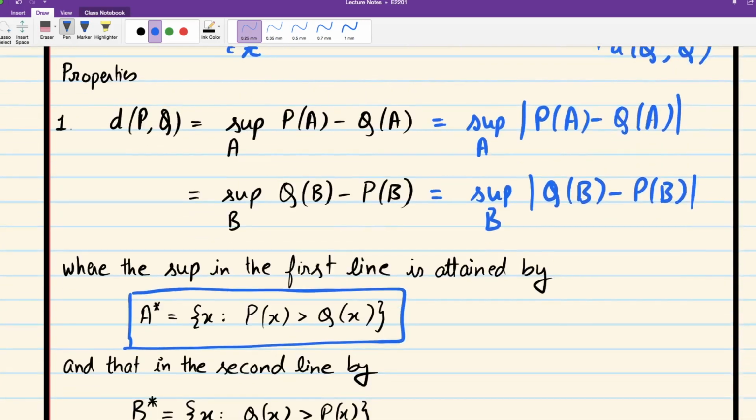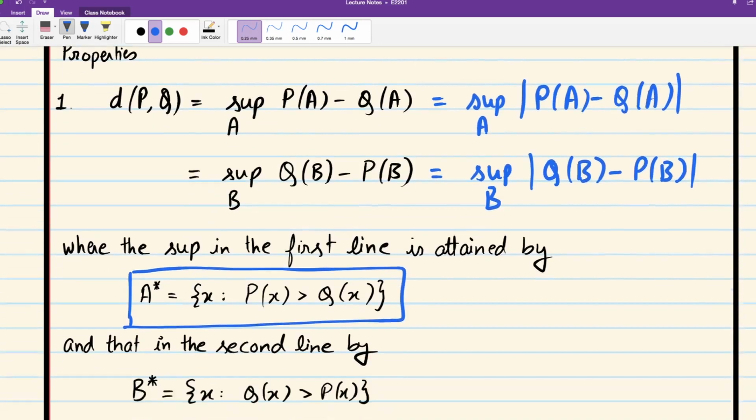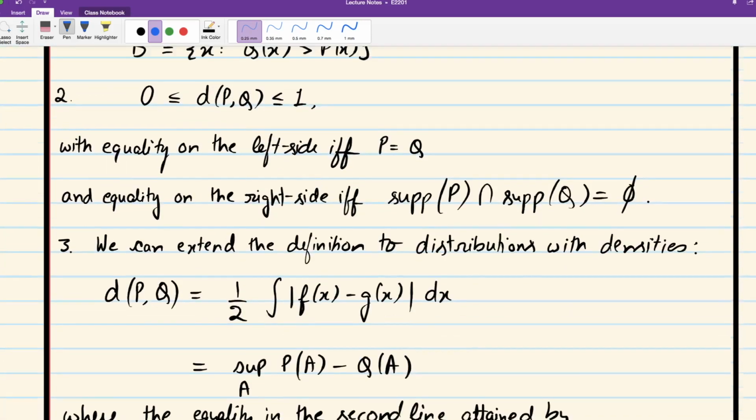I would urge you to go back and study these properties carefully. This is something that you should recall quickly throughout this course. Okay. Another property of this d(p,q) is that it's always between 0 and 1. It is 0 if and only if P equals Q, and it is 1. It can also be 1.